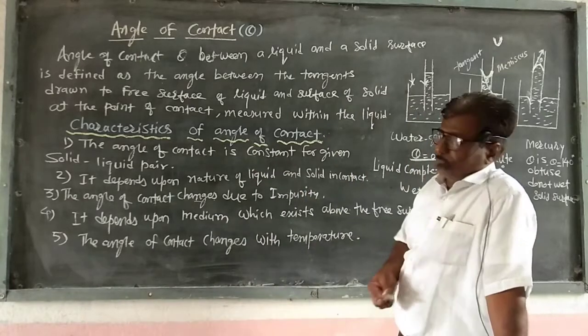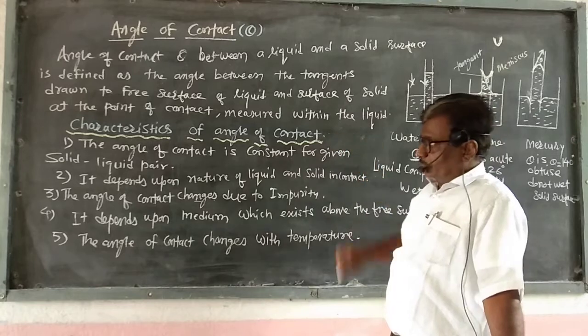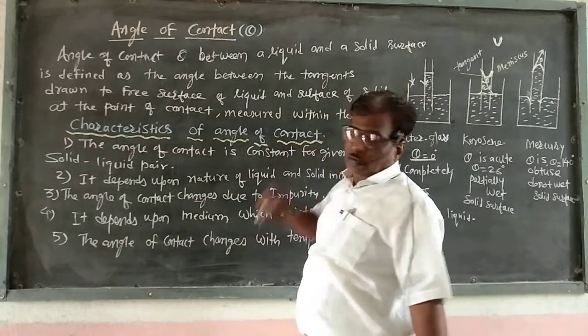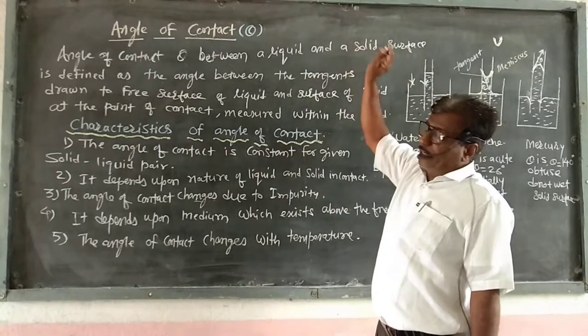A couple of times this question can be asked for 2 marks: What are the characteristics of angle of contact, or define angle of contact?